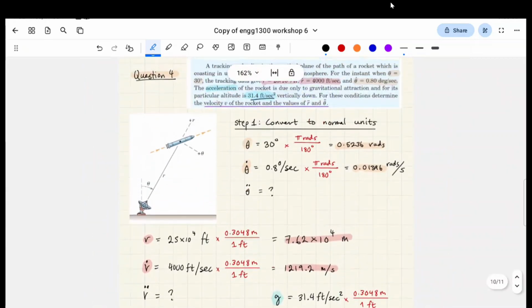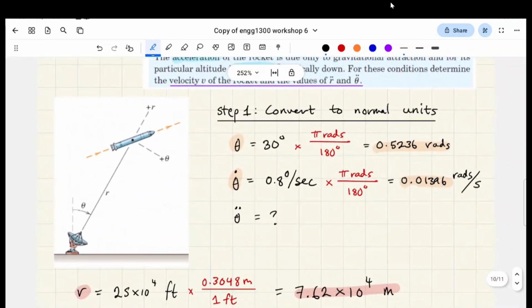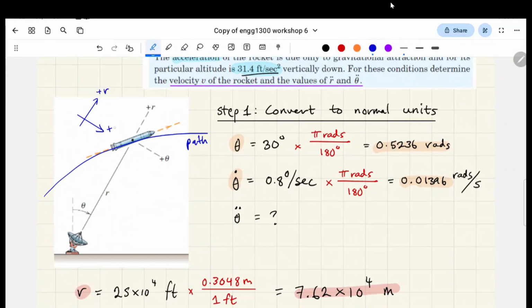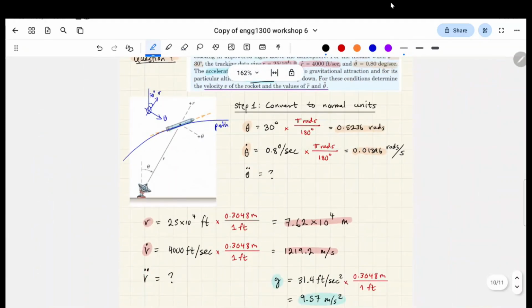So if we're looking at it, you can think of it like this. Imagine this is the arc, this is the path, and we take the directions like this. These will be the positive directions that I've indicated. And this was 30 degrees, because we're looking at the rocket at this particular instance.